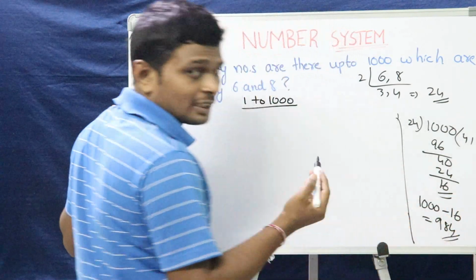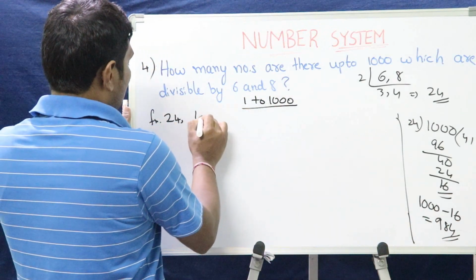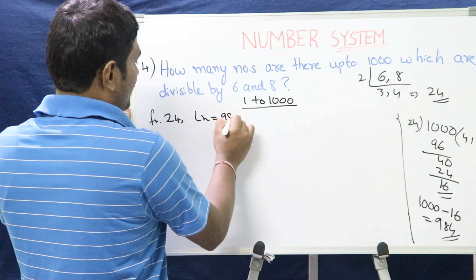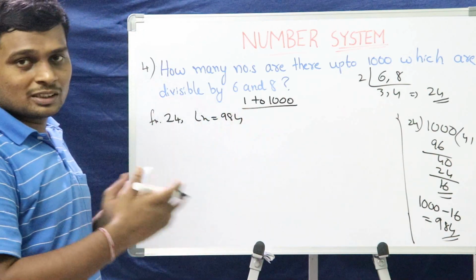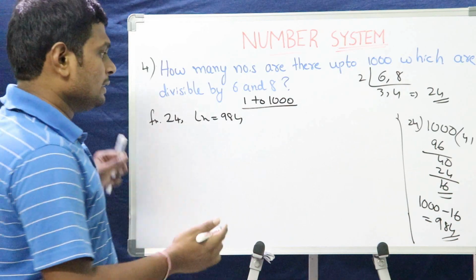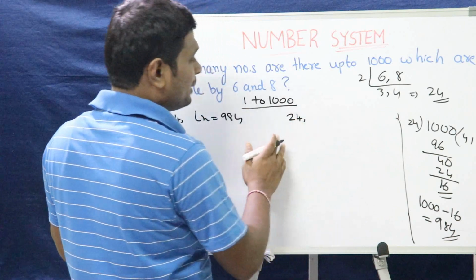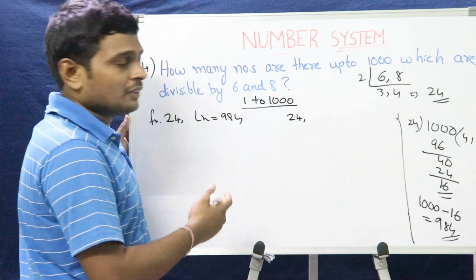This is the first number. This is the last number. We need to find out how many numbers there are in between these two numbers. How can we find out? Let's take this one, right? The first number is 24. What would be the second number which is divisible by 24?